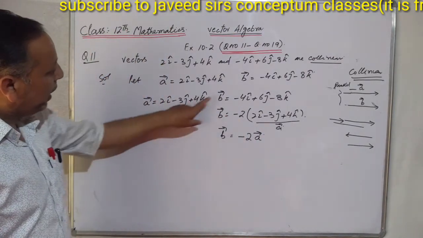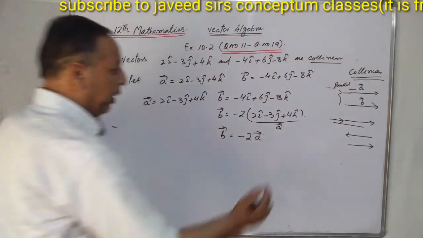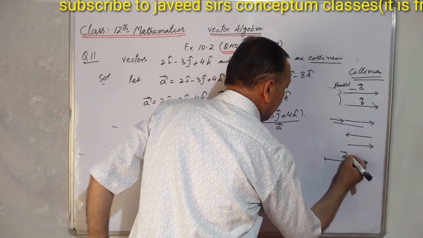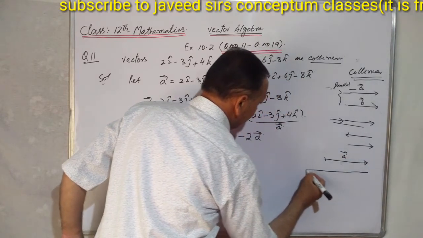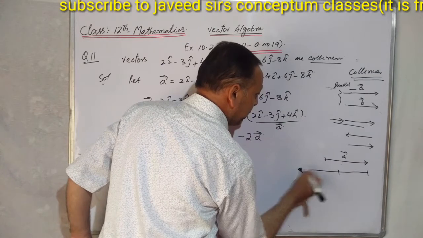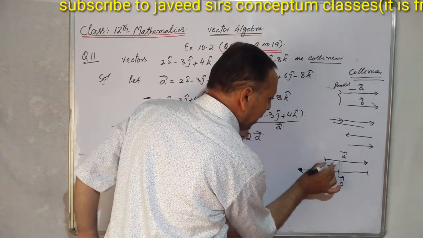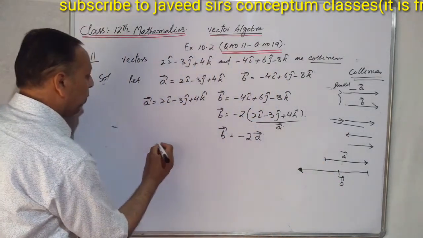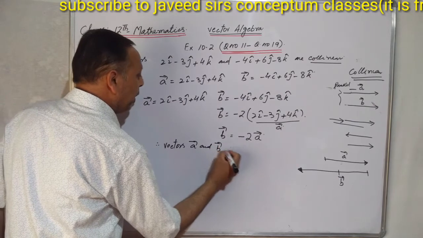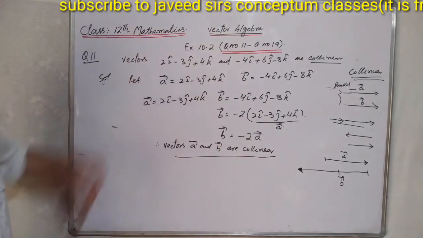Well, that means vector A and vector B are along the same line, but their magnitude is different and their direction is different. If this is vector A, this is the length, then vector B is like this, double the length of vector A, and its direction is opposite. So this is vector A, this is vector B. That means A and B are parallel vectors. Therefore they are collinear. Therefore vector A and vector B are collinear. Note it down. Let's move to the next question.